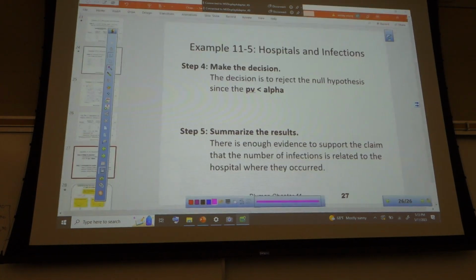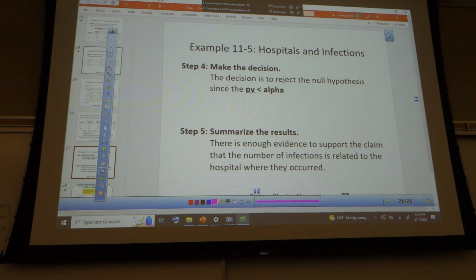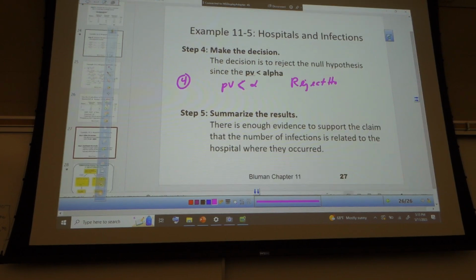So then step 4, make your decision. Since my p-value is really small, way less than alpha, I'm going to reject H naught, which means in step 5, we have enough evidence to support the claim that infections is related to hospital. That's actually probably it. You can't really say O sub i.